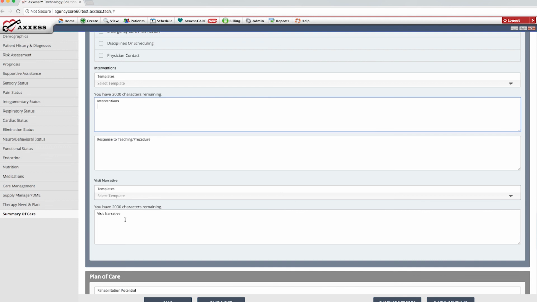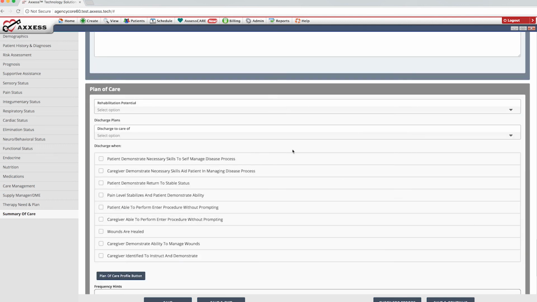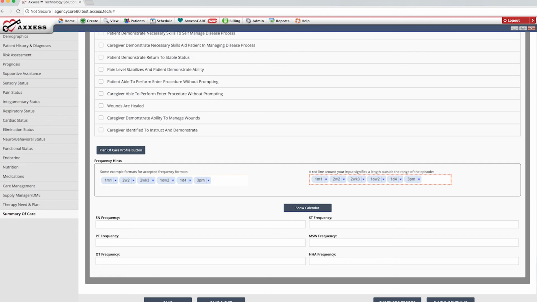And then the last thing is, of course, the rehab potential and the discharge plans. That information is the same. We haven't changed it. And then you're still able to put in your frequency here. So when you put in your frequency, let's say if you're a nurse and you ordered a PT eval, you're going to put it here. And even though the physical therapist is going to have their own therapy frequencies, you still want to include the eval within the nursing portion, because the physical therapy evals will be pulled into the plan of care.